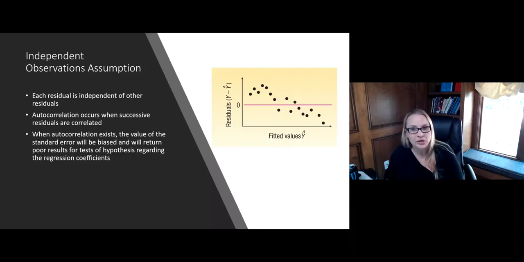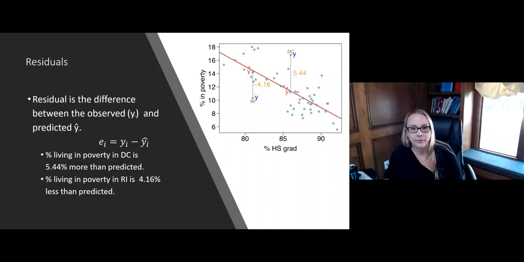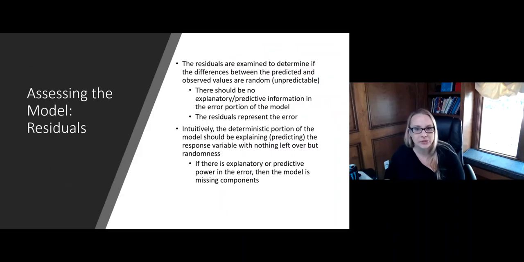Autocorrelation frequently occurs when the data are collected over a period of time. A scatter plot such as this would indicate a possible autocorrelation issue. The test for autocorrelation is going to be your Durbin-Watson test. Residuals are calculated by subtracting your predicted value, your y-hat value, minus your observed value. So the difference between those is what we're looking at there, the difference between what you predicted and what you actually saw.